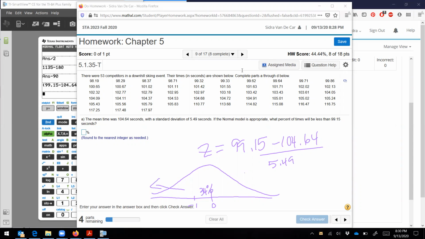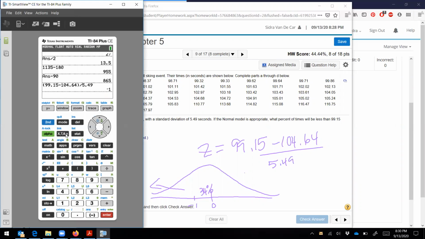Let's look it up exactly. So what I would do here to look up the value exactly is I can do it one of two ways. I go second and the distribution, and my normal CDF is the key that I'm going to use. My lower, because I want to go from -infinity up to this -1. So the upper is the -1. Z-scores have a mean of 0 and a standard deviation of 1.